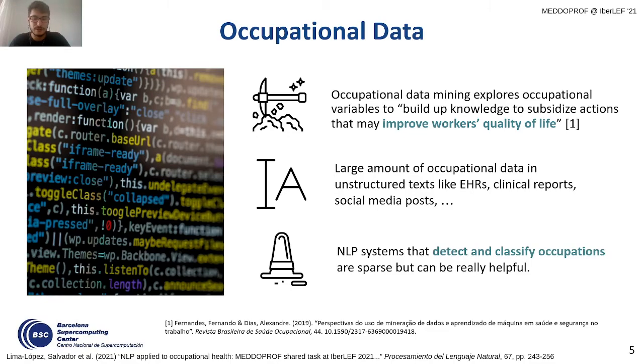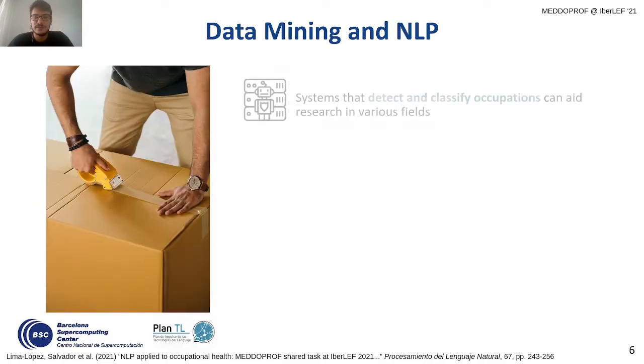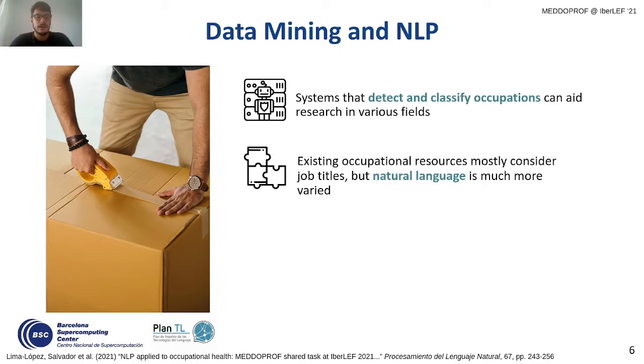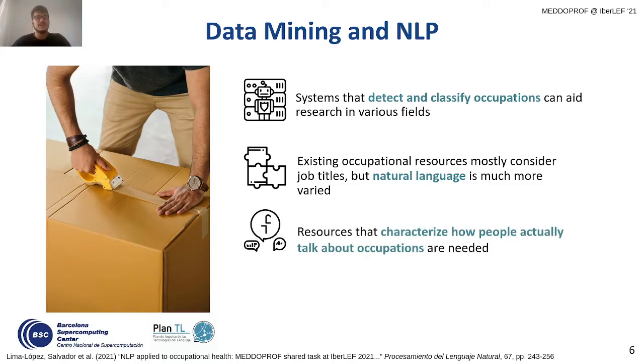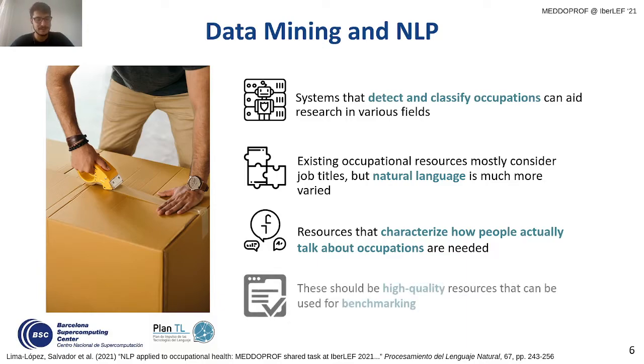And there are not that many natural language processing systems that can detect and classify occupations to help this field. Because of that, we need to develop systems that are able to detect and classify these occupations. There are already some resources, but they mostly consider job titles, which is just one way of talking about occupations. But the truth is that natural language is much more varied than that. And we need to have some resources that actually characterize how people talk about occupations. And finally, these resources need to be high quality, right? And they should be able to be used for benchmarking.